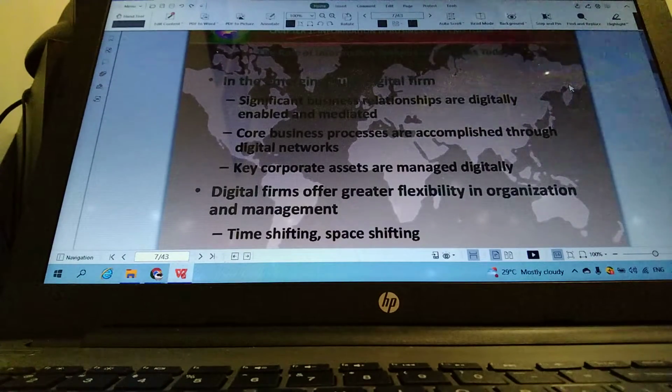Completely digital, no more analog, no more the old ways of running things. And key corporate assets, all the corporate assets at the corporate level, are fully managed digitally. That's the reason why, like I mentioned earlier, today all our functions, all our jobs, the way we do things are completely system based, compared to 5 years ago, where you used to do it manually or offline, but no more. So what it has created in today's world is what we call time shifting and space shifting.